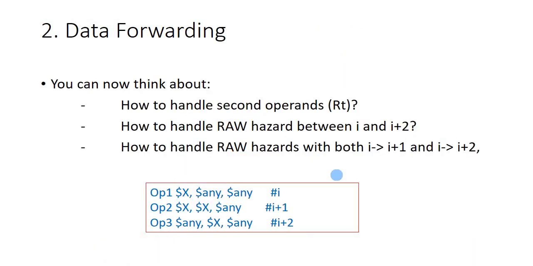Now that we have seen this, we can look at how we can deal with different types of hazards. If I look at these three instructions, here to here, this is exactly the same as what we saw. The destination register of instruction 1 is being used as a source register of instruction 2. And similarly, here to here is also the same. The destination register of instruction 2 is the same as the source register of instruction 3.